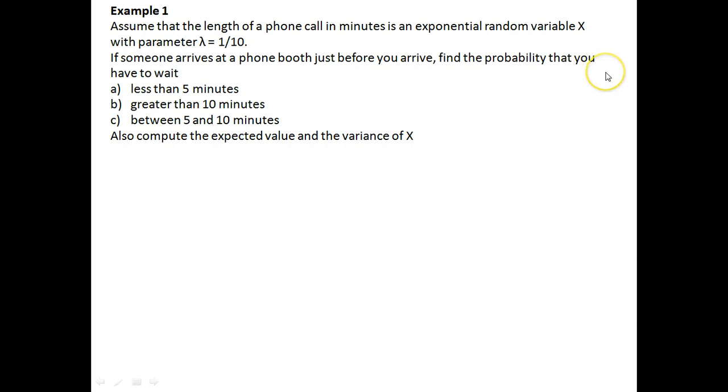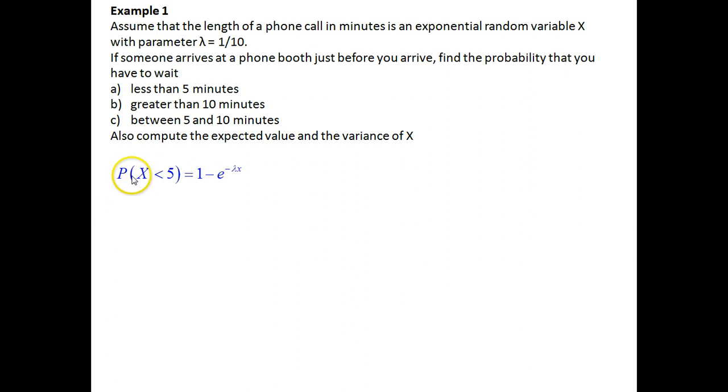If someone arrives at the phone booth just before you arrive, find the probability that you have to wait at least or less than 5 minutes, greater than 10 minutes, and between 5 and 10 minutes, and also compute the expected value and the variance of x.